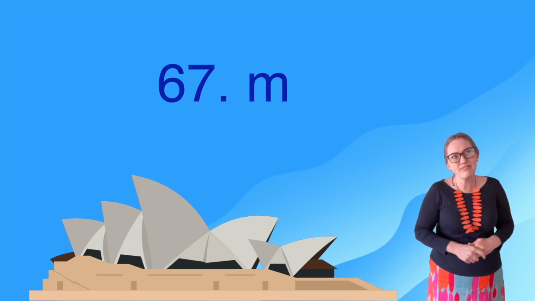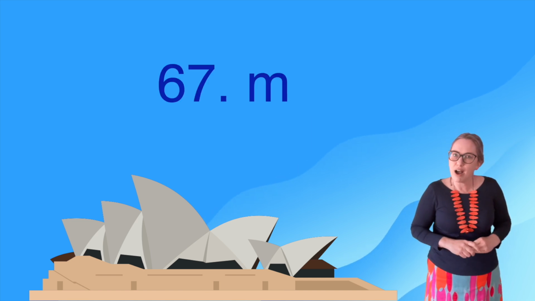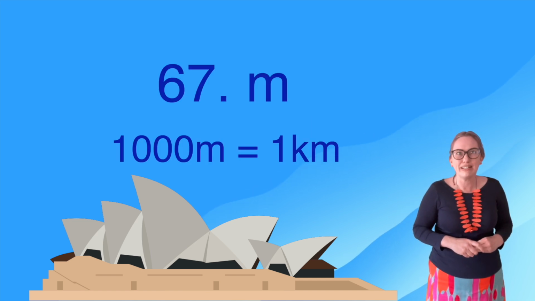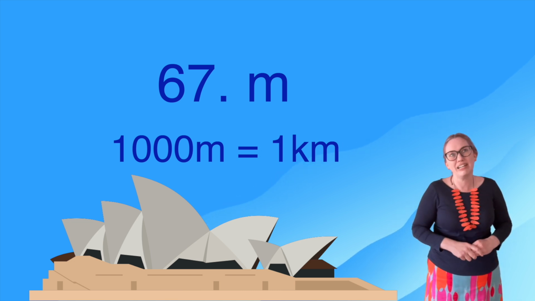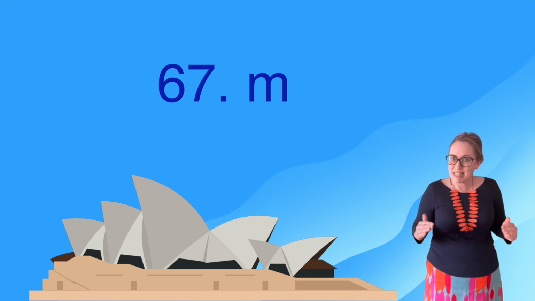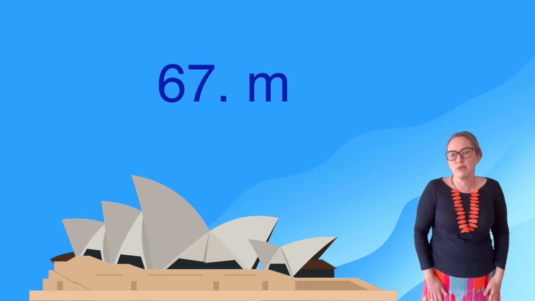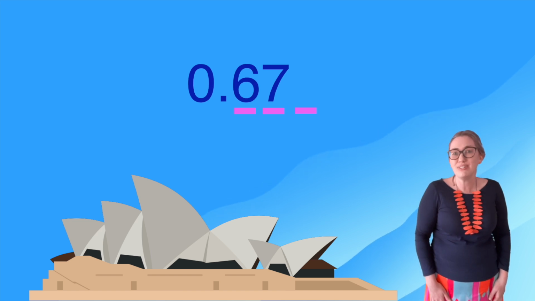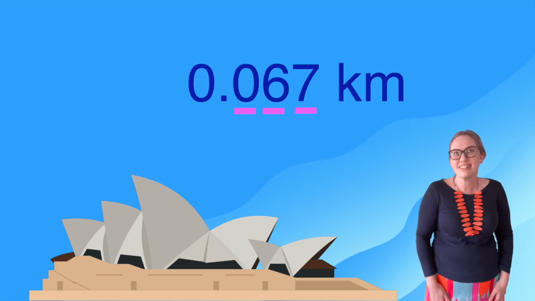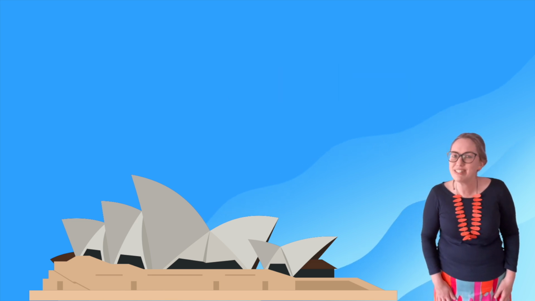How would it look if we were to convert to kilometres? Starting with 67 metres, because there are 1,000 metres in 1 kilometre, we need to move our numbers 3 places. And in which direction? We're converting to a larger unit of measurement, metres to kilometres, so we will move our numbers to the right. This shows 0.067 kilometres.